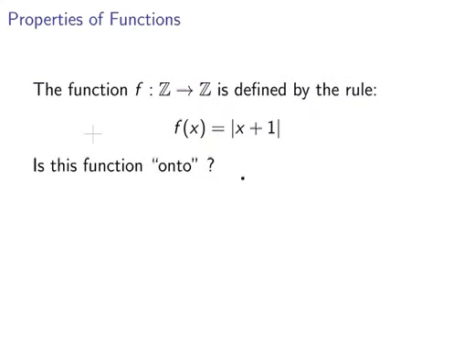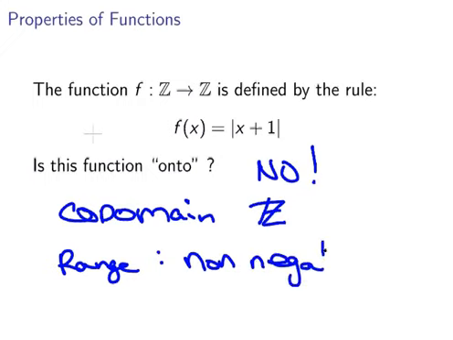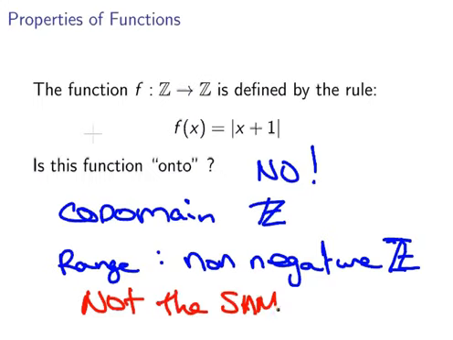So is the function onto? No. The codomain is all integers, the range is non-negative integers. Not the same. So the answer to is the function onto? Well, the range and the codomain are not the same, so the answer is no.